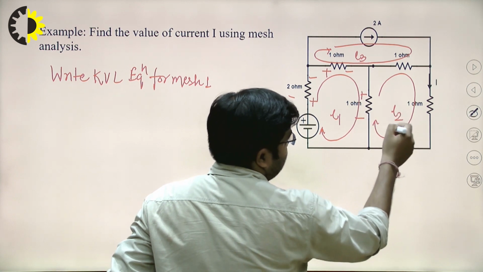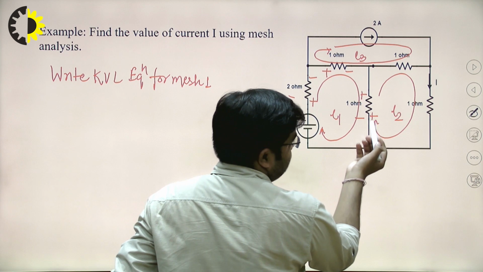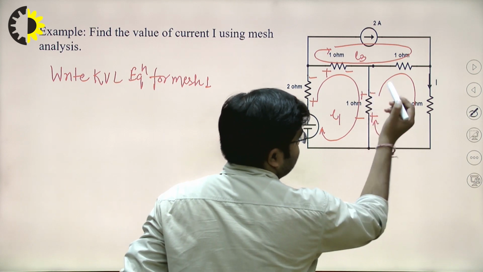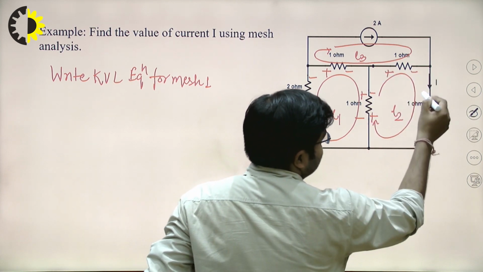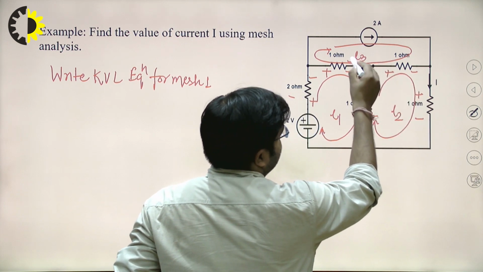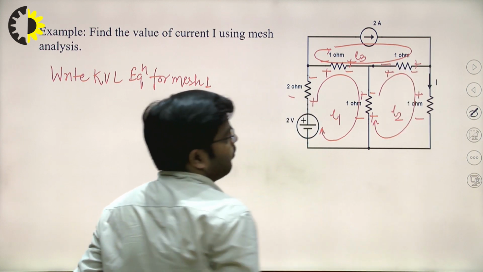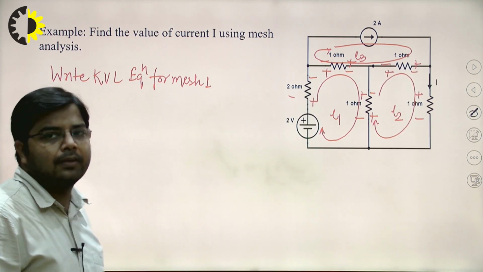So I2 current is flowing through this resistance, so the I2 current is entering at this point. So the positive sign will be here and then negative sign. Similarly plus minus, plus minus. Then for the I3 current, positive sign will be here, negative sign will be here, then positive and negative. Okay. Then write the KVL equation.